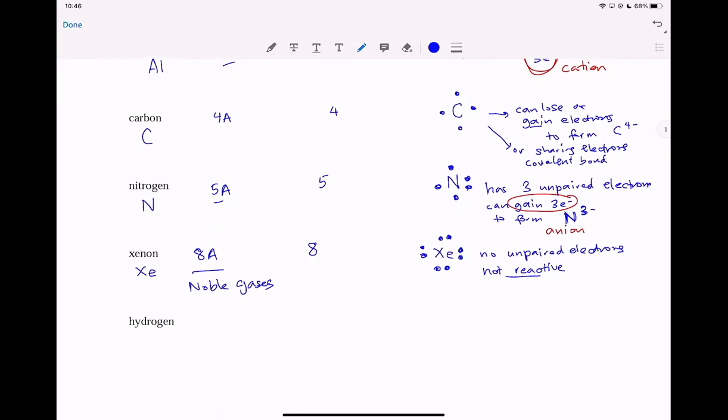So this last one is hydrogen, which is the element symbol H. And the hydrogen you will find in family 1A.